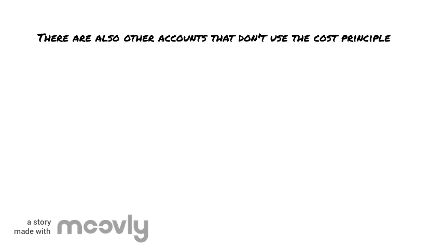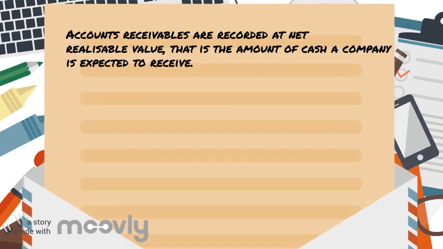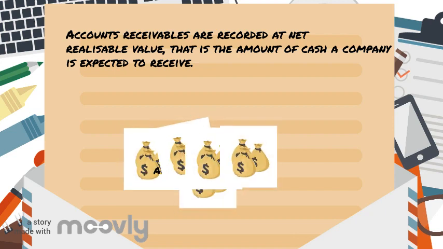There are also other accounts that don't use the cost principle. An example is accounts receivables. In CSL's balance sheet, it is in these two places. Let's briefly look at this case. Accounts receivables are recorded at what we call net realizable value, that is, the amount of cash a company is expected to receive. This is because the company doesn't always receive all of their account receivables all at once, since customers don't necessarily pay at the same time.